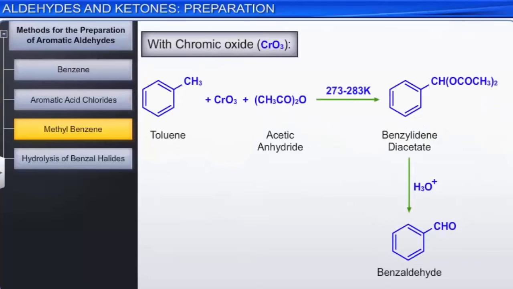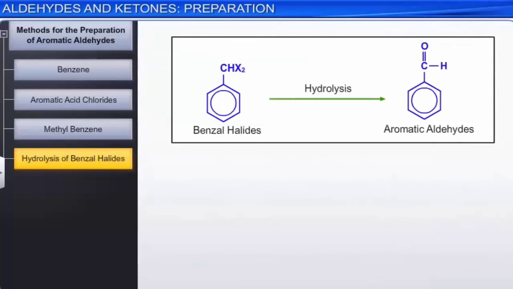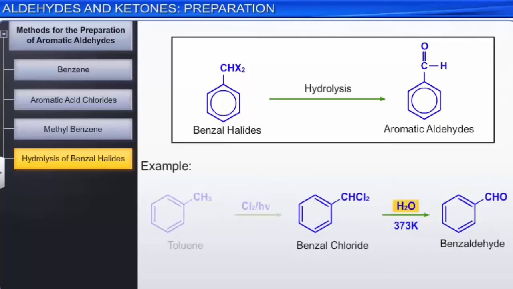Benzaldehyde can also be made from toluene. When toluene or substituted toluene is treated with chromic oxide in acetic anhydride, benzylidene diacetate is formed. This, on hydrolysis in the presence of an acid, yields the corresponding benzaldehyde. The hydrolysis of benzyl halides also yields aromatic aldehydes. For example, the hydrolysis of benzyl chloride, which is obtained by the side chain halogenation of toluene, gives benzaldehyde. Remember that this is the commercial method for manufacturing benzaldehyde.